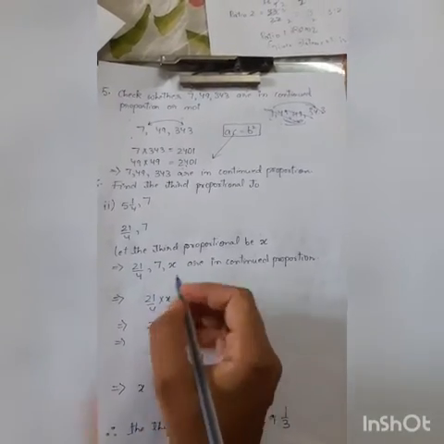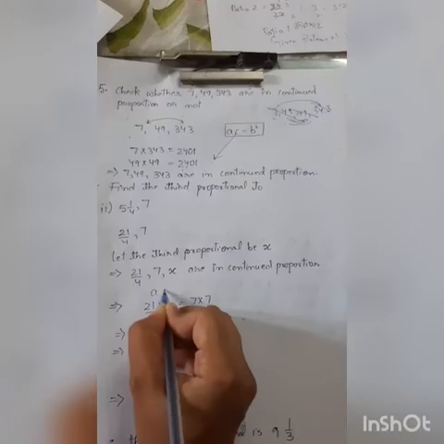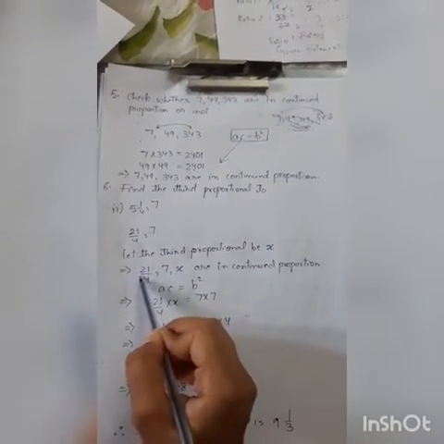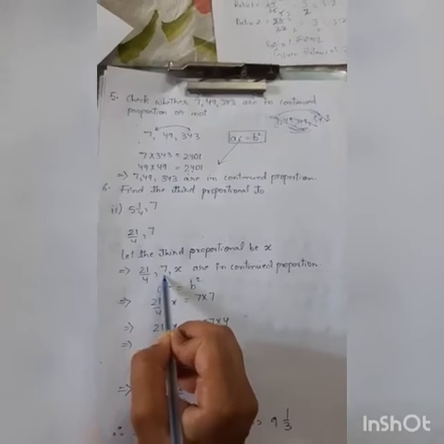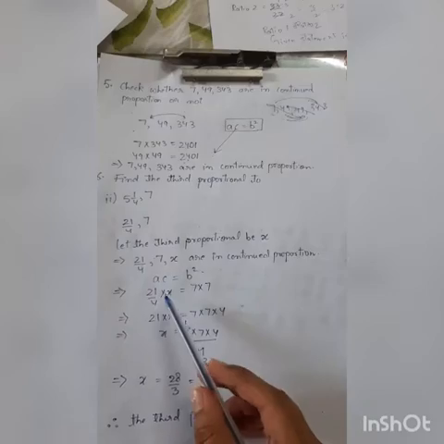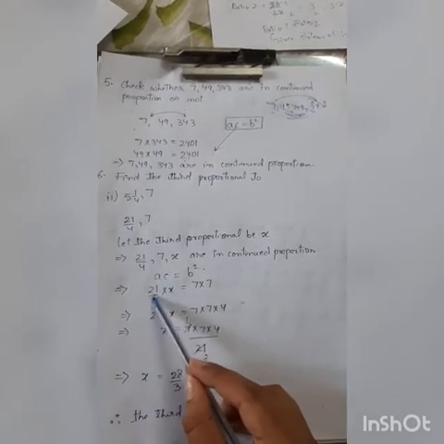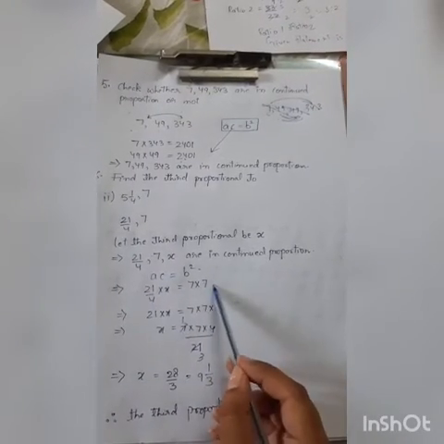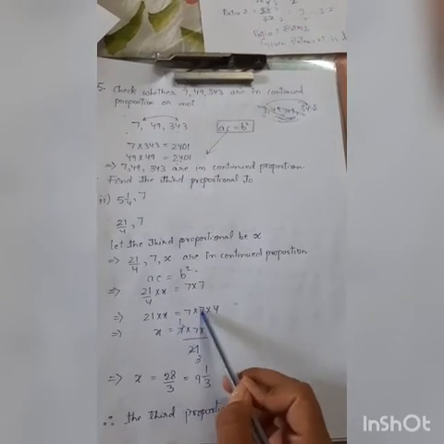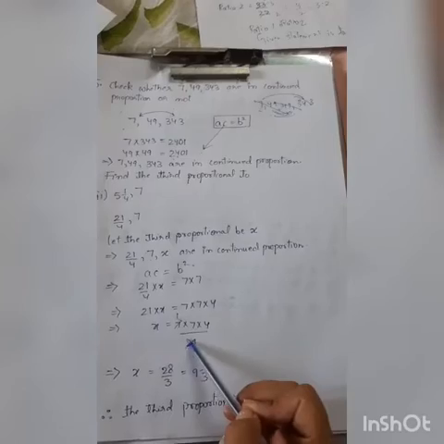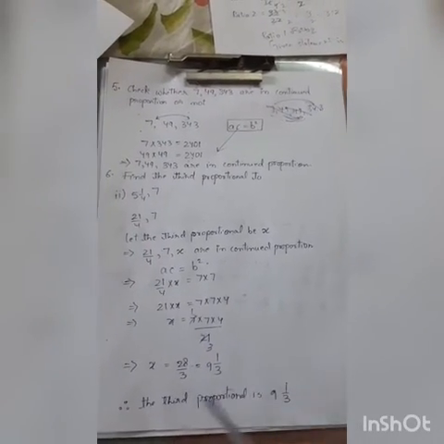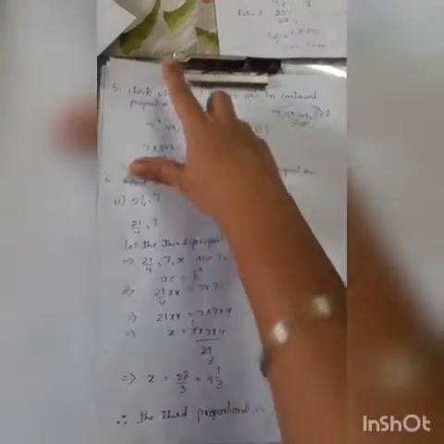Before this, I can also write AC is equal to B square. A, B, C. So A into C is equal to B square, meaning 7 into 7. I can just write it if I want. So 4 got multiplied to that, 21 got divided in the next step. So x value came 7 into 7 into 4 upon 21. 7 1 is 7, 7 3 is 21, 28 by 3, which means 9 whole 1 by 3. The third proportional is 9 whole 1 by 3.